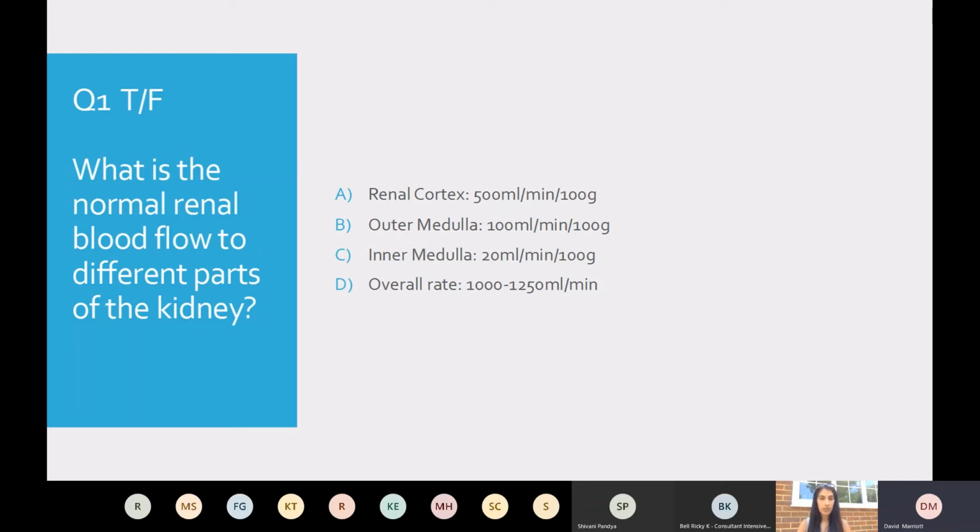What is the normal renal blood flow to different parts of the kidney? These are all true false. A, renal cortex, 500 mils per minute per 100 grams. B, outer medulla, 100 mils per min per 100 grams. C, inner medulla, 20 mils per min per 100 grams. And D, the overall rate, is it between 1,000 to 1,250 mils per minute? So they're all true false.